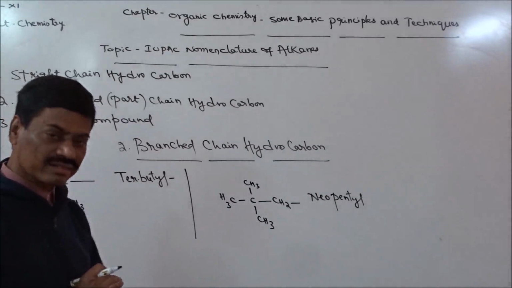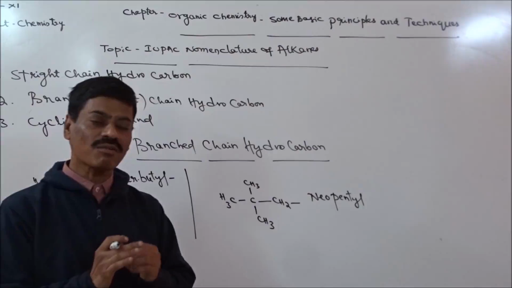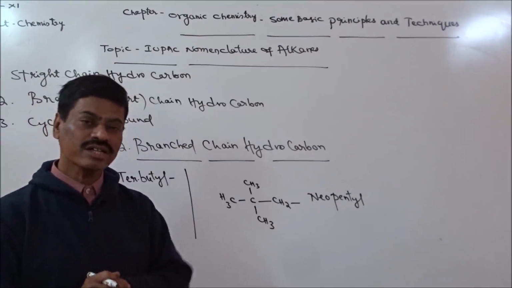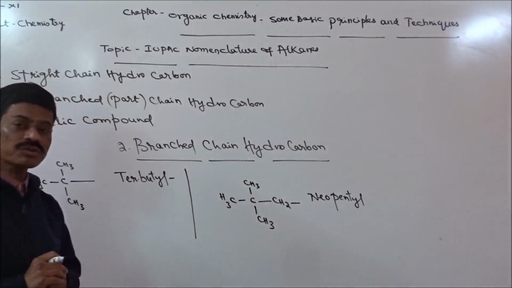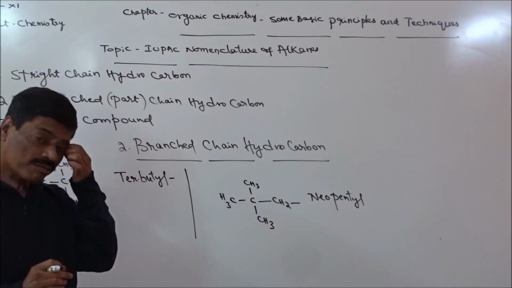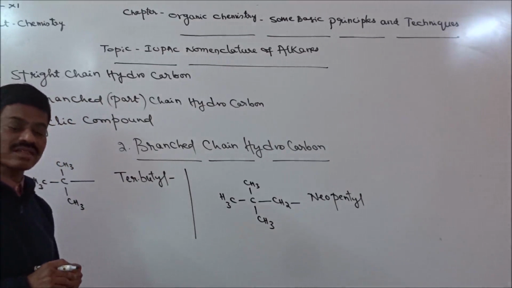Methyl CH3, ethyl, propyl, butyl. These are not the complex alkyl groups. But iso, secondary, tertiary, neo, these are slightly complex alkyl groups. So in the common system they are named in that way.